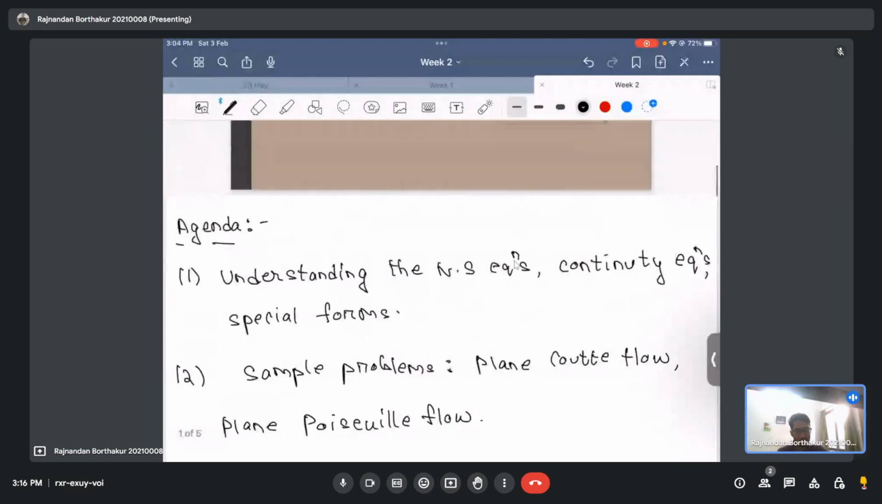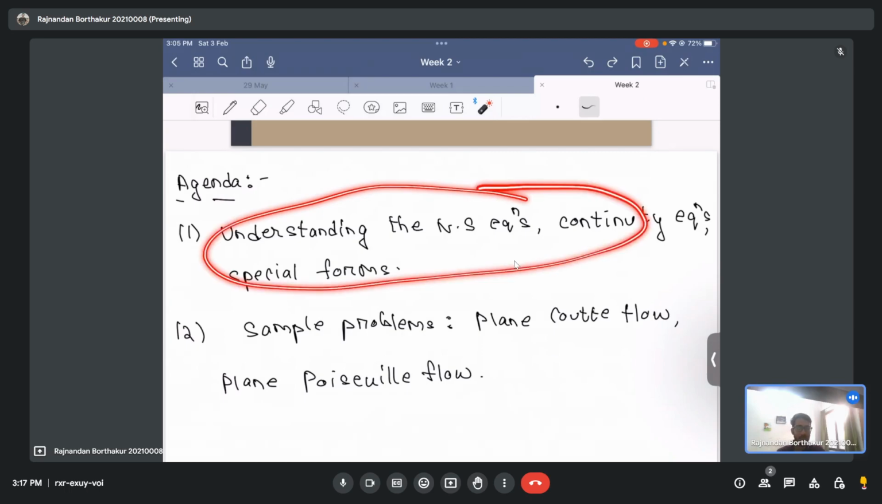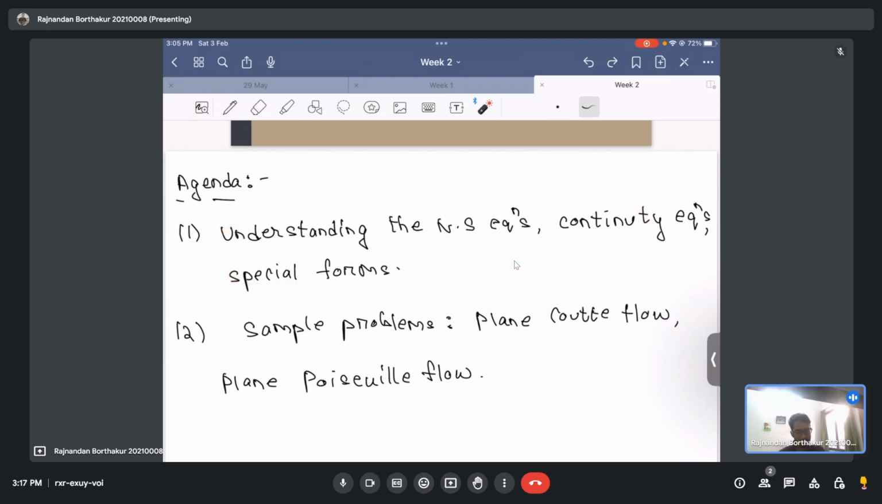Today's content is based on solving the Navier-Stokes equation, as you can see from my screen. We will first of all understand the different terms in the Navier-Stokes equation, because eventually we will be solving them in some sample problems, which are known as the plane Couette flow problem and the plane Poiseuille flow problem. So this is the agenda for today.